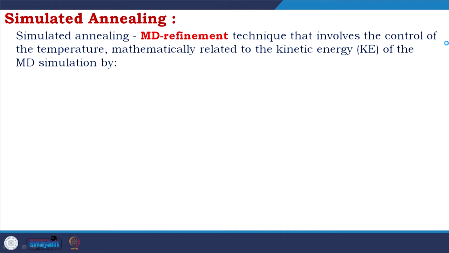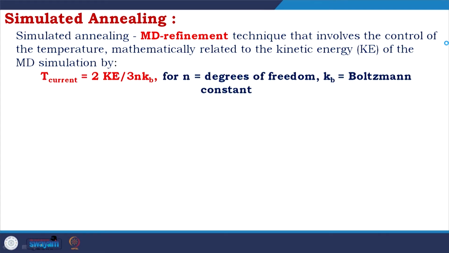Simulated annealing is an MD-based refinement technique that involves the control of the temperature, mathematically related to the kinetic energy of the MD simulation by T current equal to 2 Ke by 3 n Kb, for n equal to degrees of freedom, Kb equal to Boltzmann constant.